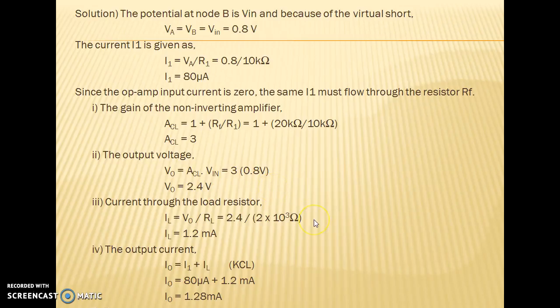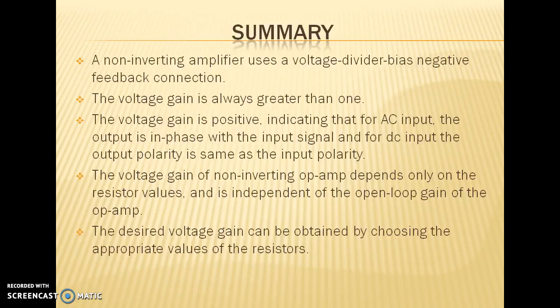Next, the current through the load resistor IL is derived from the output voltage and the load resistor. So output voltage appears to be 2.4 volts. So it is 2.4 divided by the load resistor value 2 kilo ohms. That is, the load current is 1.2 milliampere. And finally, the output current I0 will be the sum of I1 and IL. So it is 80 microampere plus 1.2 milliampere. That is 1.28 milliampere. Here we stop.